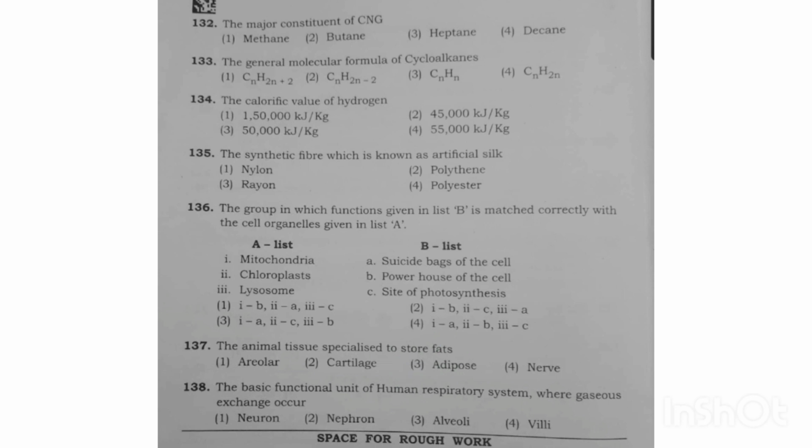Okay, the 138th question: the basic functional unit of the human respiratory system where gaseous exchange occurs. The options are neuron, nephron, alveoli, villi. The third option, alveoli, is the correct one.